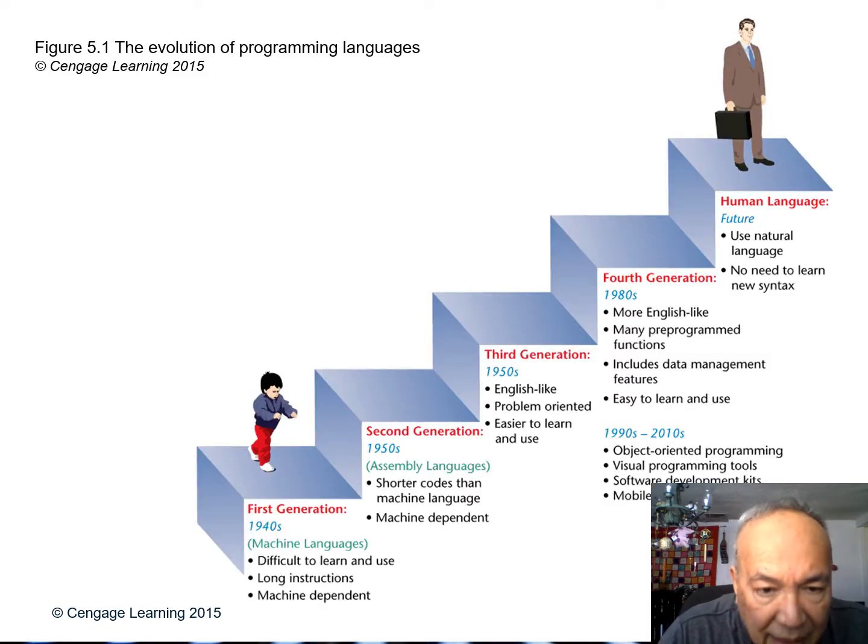And so this is the evolution of programming languages. You have first generation, second generation, third generation, fourth generation, and the human language, which is almost like telling the computer what to do.